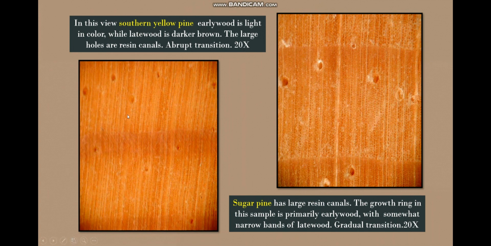In the left side picture is what we call the southern yellow pine. In this view, southern yellow pine earlywood is light in color, while latewood is darker brown. The large holes are resin canals, abrupt transition, 20 times. Next, on the right side is what we call the sugar pine. Sugar pine has large resin canals. The growth ring in the sample is primarily earlywood, with somewhat narrow bands of latewood. Gradual transition, 20 times.